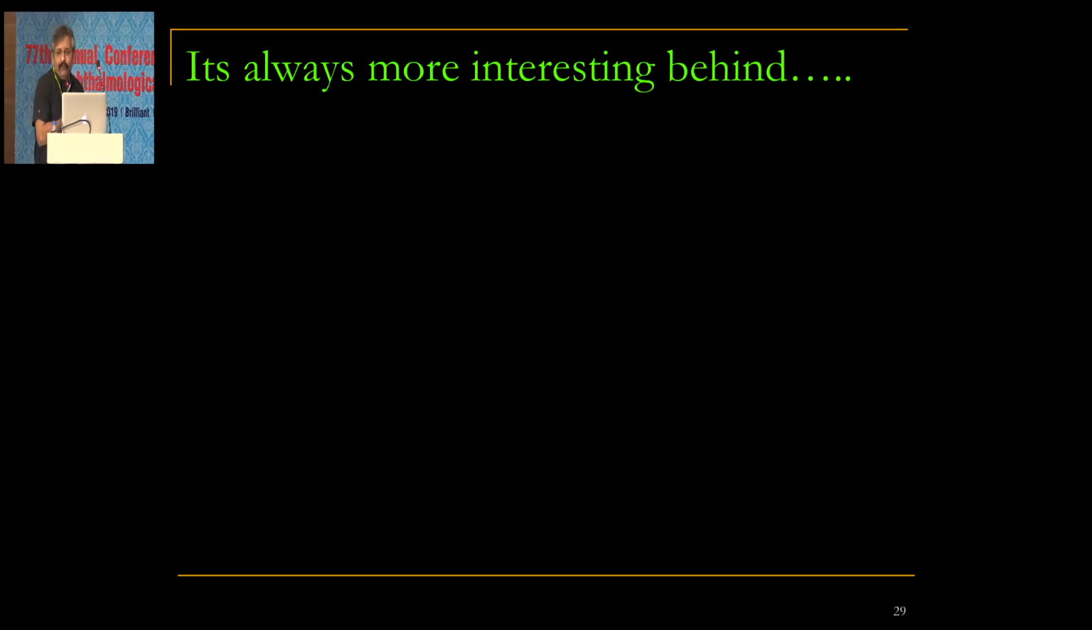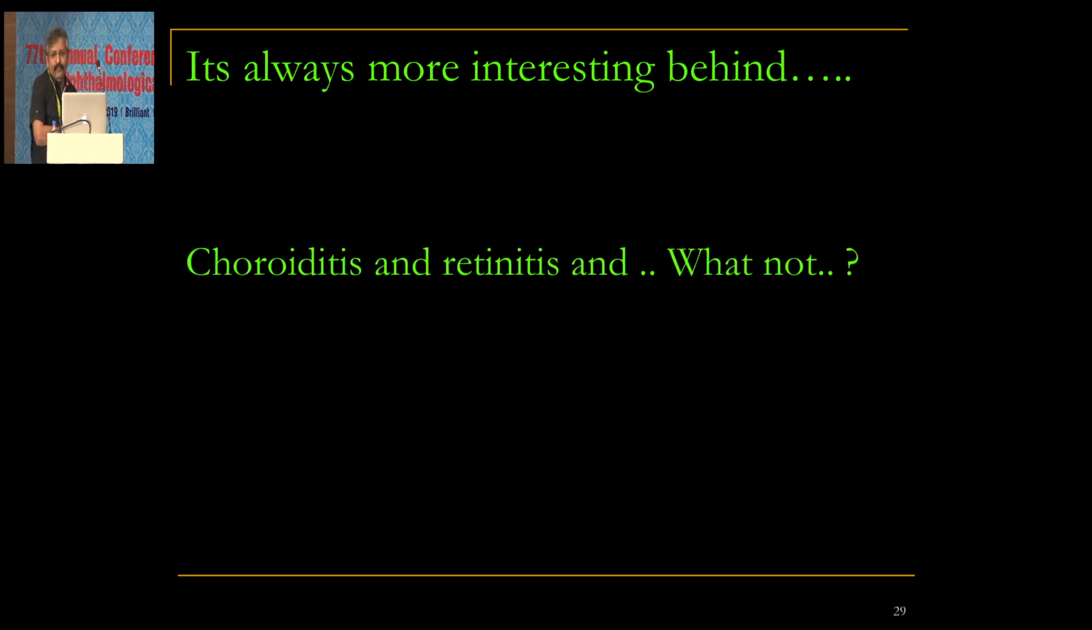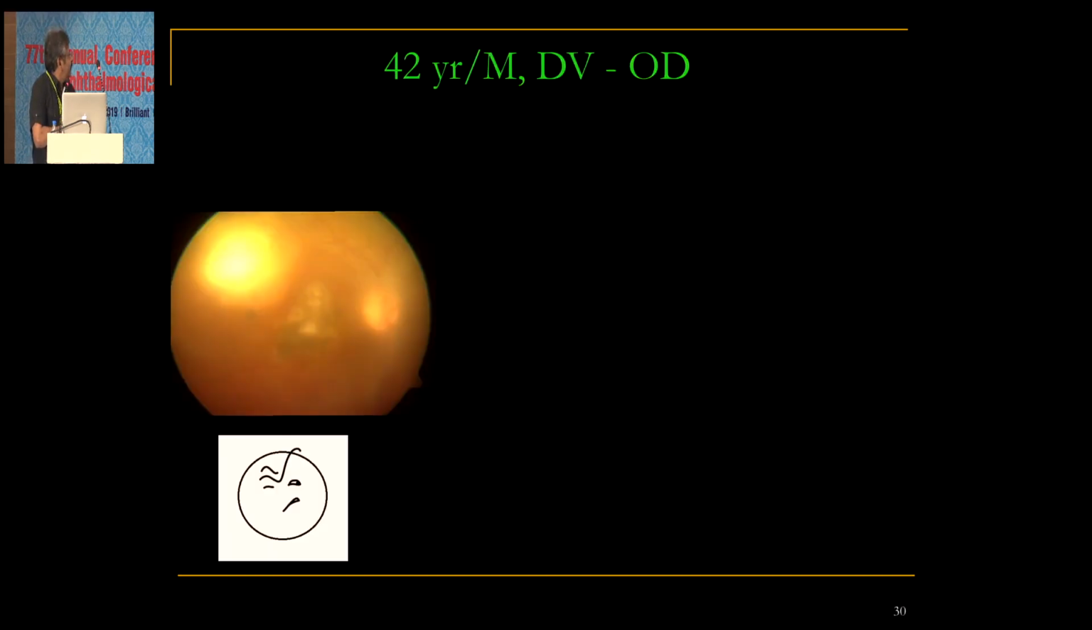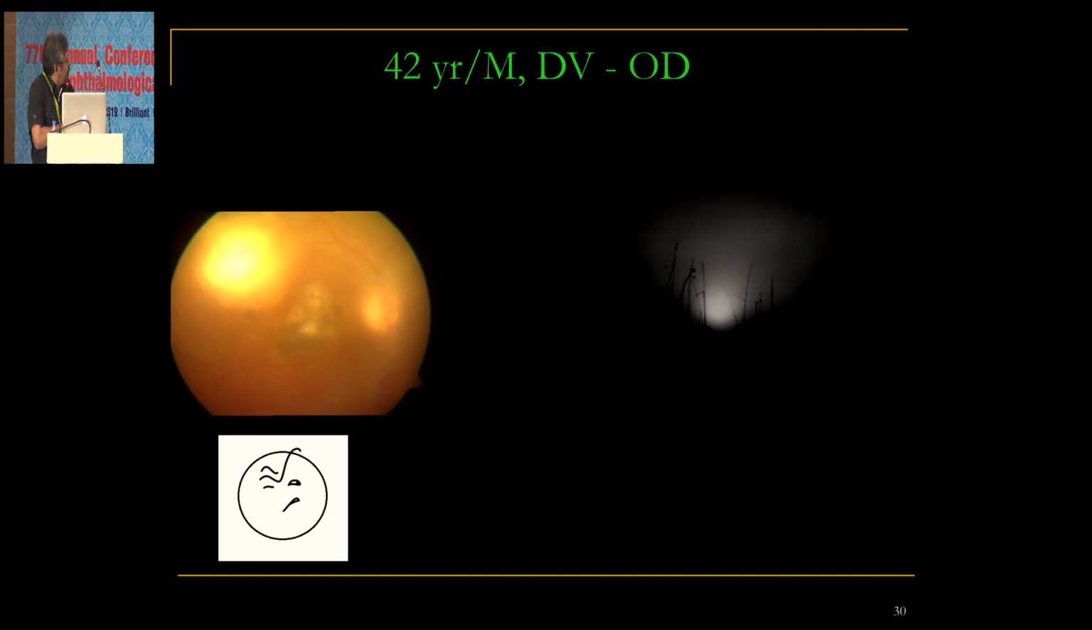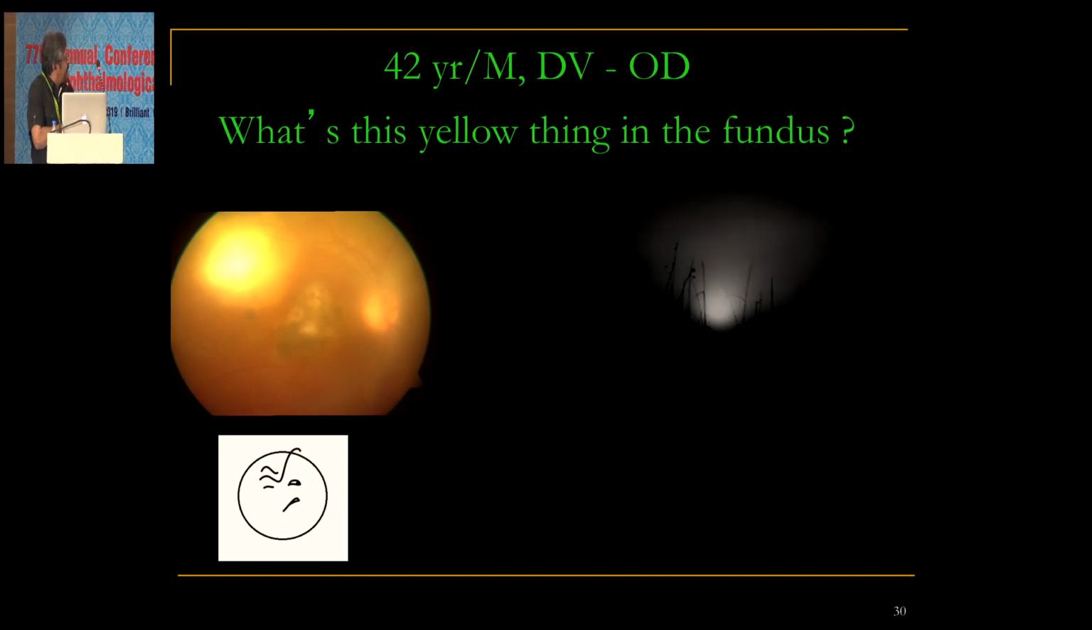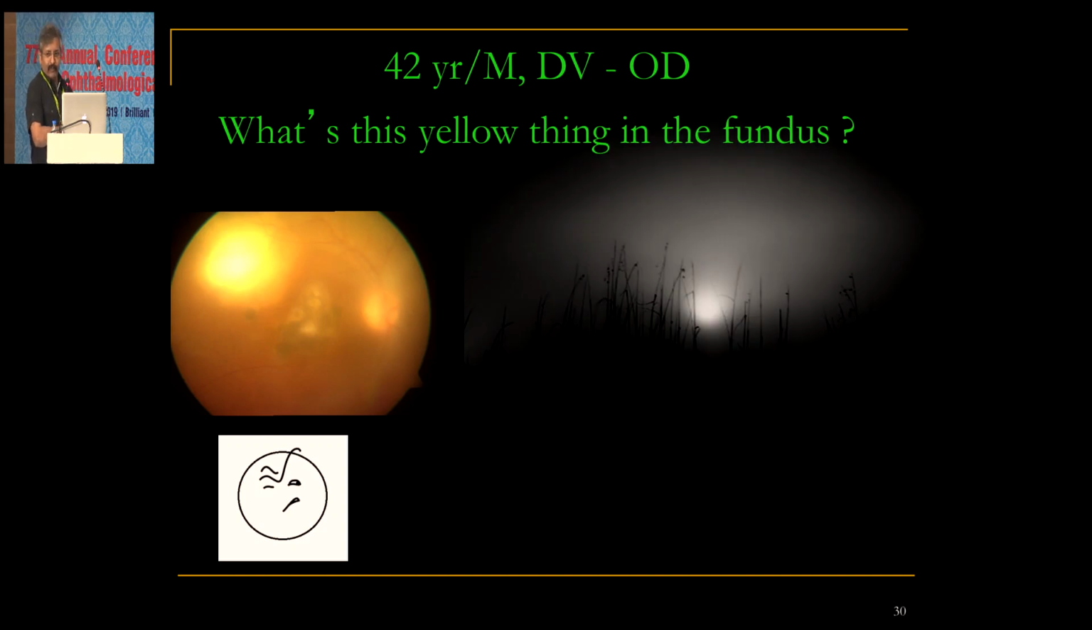This was what we see in front in the slit lamp. But it's always more interesting when you look behind. No? Things are always more interesting behind. So choroiditis and retinitis and whatnot. So what is this? What appearance is this? Headlight in the fog appearance.